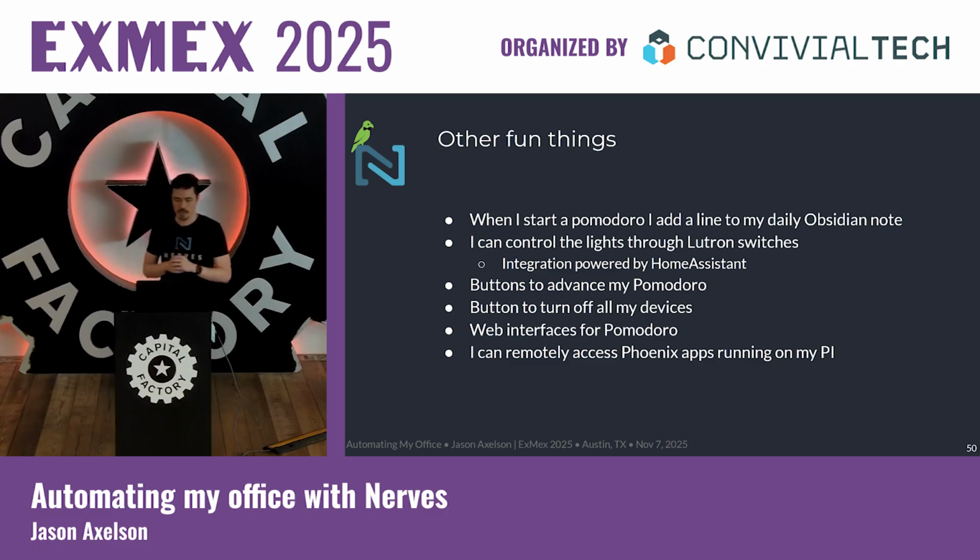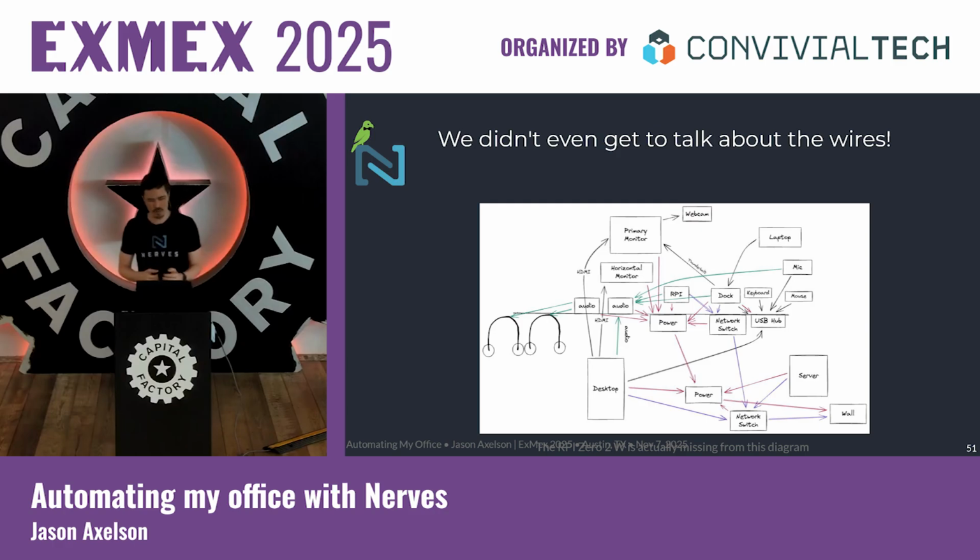I have a button on my keypad to turn off all of my devices. I have some web interfaces for my Pomodoro that run on my Raspberry Pi. And I can even access my Phoenix apps remotely that are running on my Pi through my server and with a Caddy reverse proxy. And I have a single Phoenix app that I use to provide one single unified login to all of my Phoenix apps.